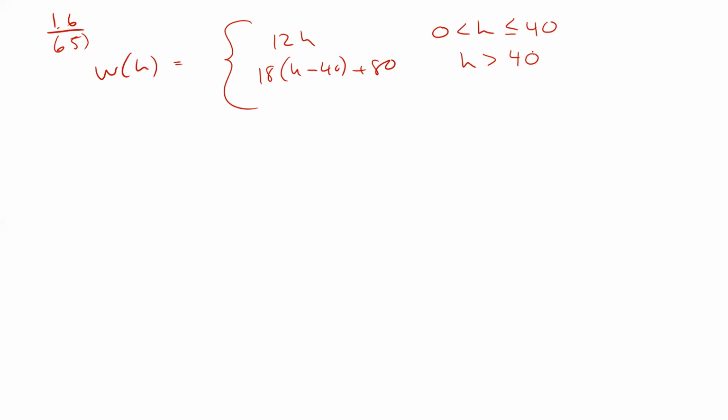The weekly wage function is given by this, where H is the number of hours worked. Okay, let's jam with it here. So A, I need to find W of 30. If he worked 30 hours, how much would he get paid? Oh, this is 480. That makes more sense here.